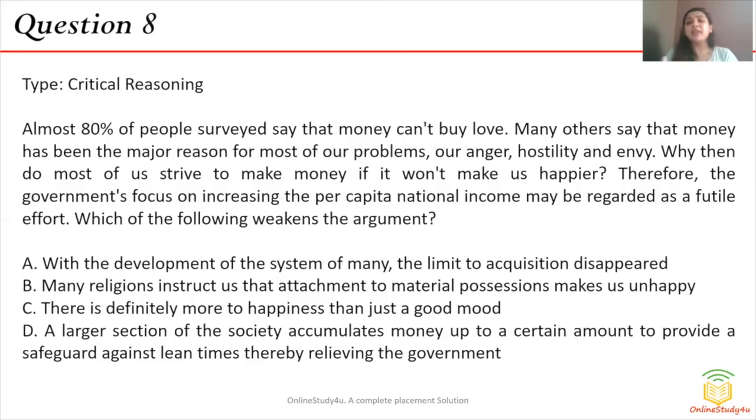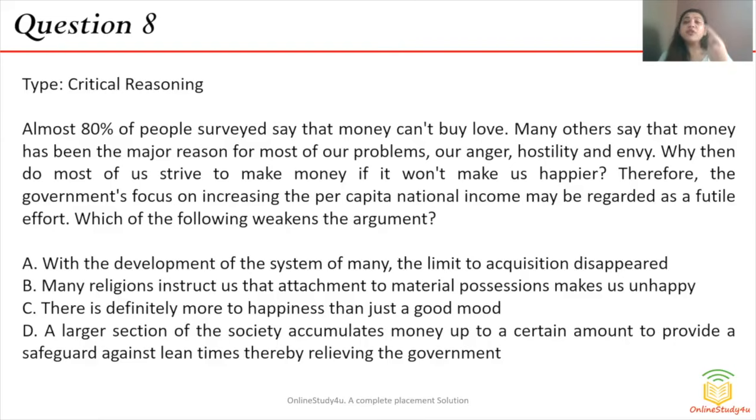Our anger, hostility, envy, being jealous of each other, hostile towards each other, non-compassionate towards each other, all of this is because of money. Why then do most of us strive to make money if it won't make us happy? So this is a question that the author is asking: if we have established that money can't buy love, it cannot make us happy, in fact it is causing problems, why do most of us strive to secure ourselves or to make more money? Therefore, government's focus on increasing the per capita national income may be regarded as a futile effort. So they're saying that the government focusing on increasing the per capita income is a waste because money can't buy love and because it's causing problems.